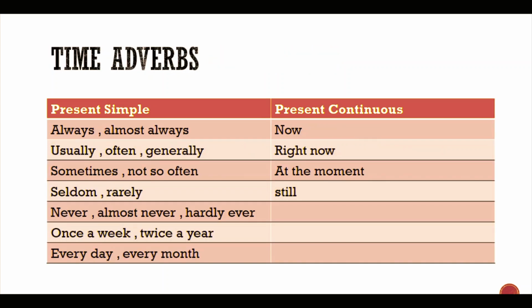Time adverbs are really important in tense forms because when we want to use some tense forms, these time adverbs will help us to understand which grammar tense form we have to use. Present simple has time adverbs such as always, almost always, usually, often, generally, sometimes, not so often, seldom, rarely, never, almost never, hardly ever, once a week, twice a year, every day, every month.